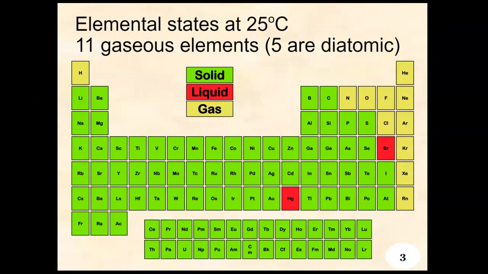All right, just to rehash, elemental states are at 25 degrees Celsius. There are 11 gaseous elements. 5 of them are diatomic. And then you have our lovely 2, mercury and bromine, that are liquid.